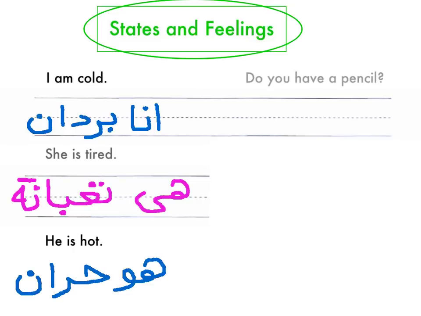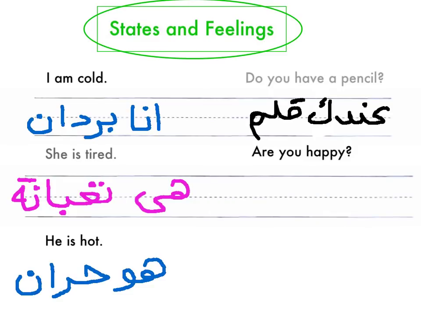Ask your friend, do you have a pencil? And you forgot your pencil. If he's a boy, you would say عندك قلم. And if she's a girl, you would ask عندك قلم. And if you want to ask someone, are you happy? If he's a boy, you would say أنت مبسوط. And if she's a girl, you would say أنت مبسوطة.